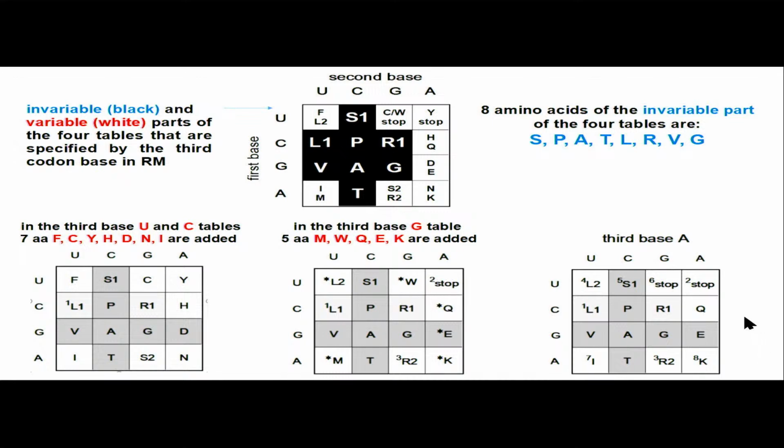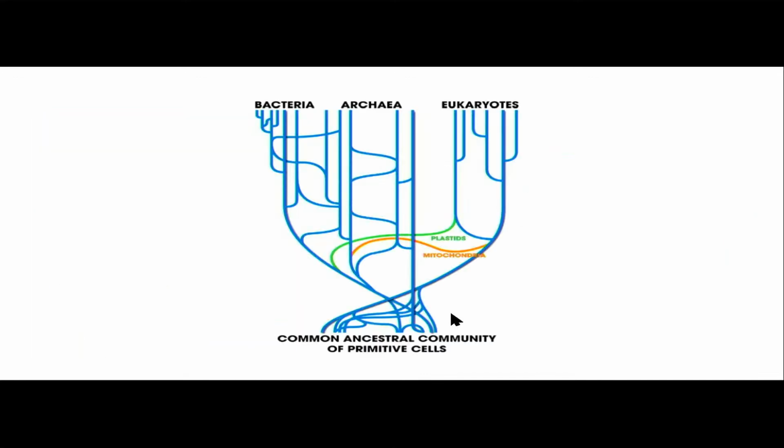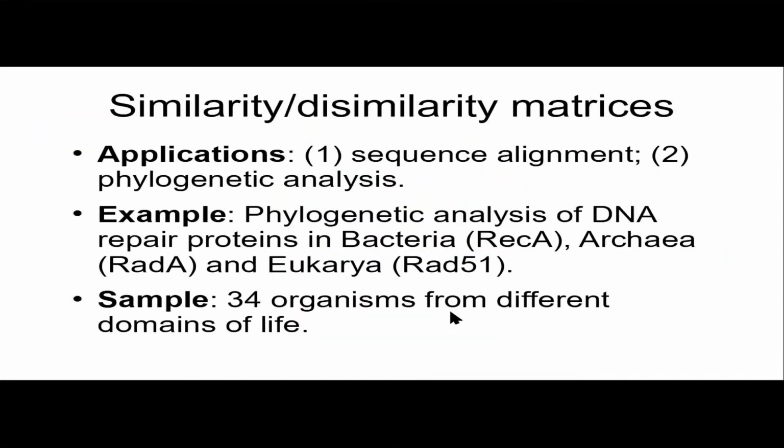And finally, in the third base, the second stop is introduced, and the system is finished, but in the third base we don't have any changes. So we have an invariant part, and UC and G introduction of amino acids. Now, two-dimensional analysis of the system with those three groups enables us to make scores. And so we wanted to test it.